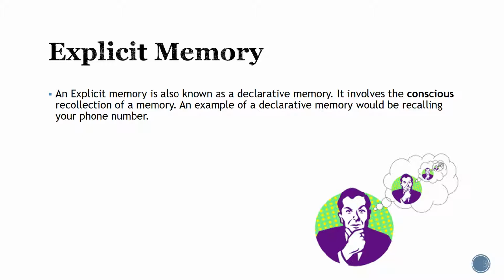An explicit memory is also known as a declarative memory. It involves the conscious recollection of a memory. An example of declarative memory would be recalling your phone number.